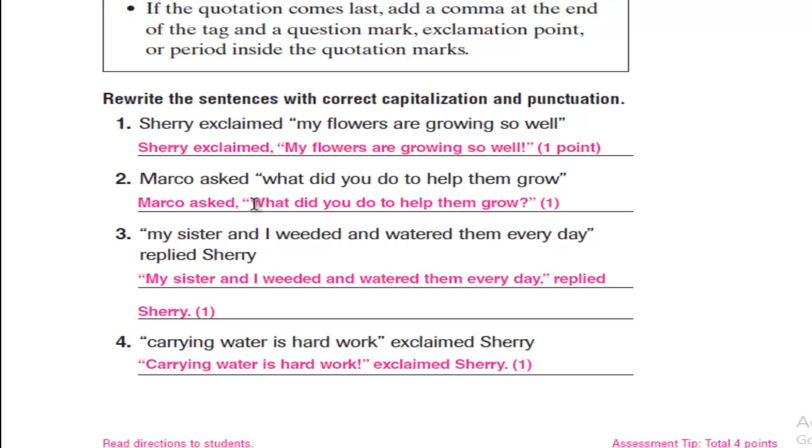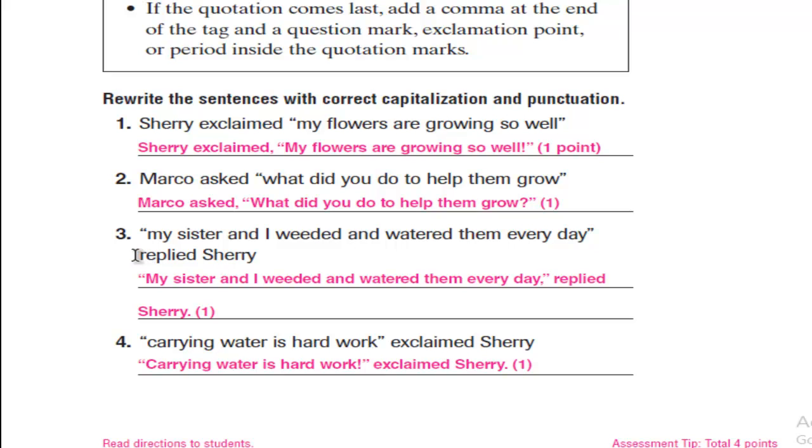So you must capitalize "What did you do to help them grow." Here he is asking, so it is a question. So you have to add a question mark at the end of the sentence, and you have to add it inside the quotation marks. Okay, don't forget it must be inside the quotation marks, not outside.